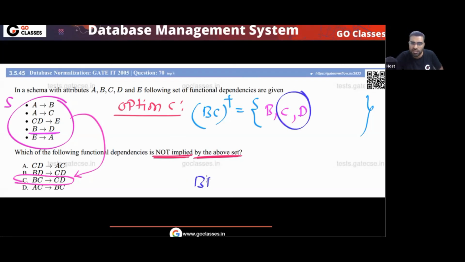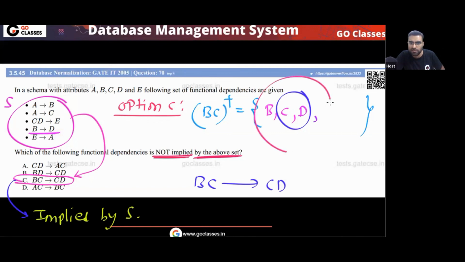You can easily notice that BC can determine D, so BC can determine CD. Yes or no? So I can say this option C is actually implied by S. But anyway, tell me the complete BC closure for practice.